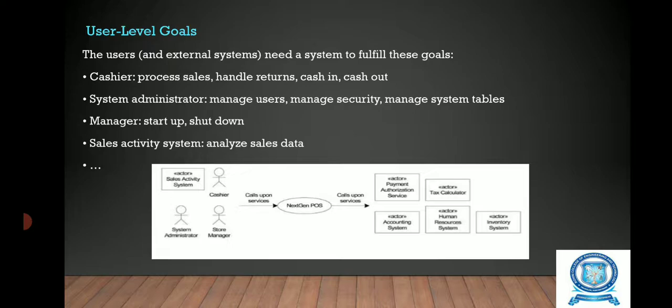So this is the diagram which shows the retail store's functioning. We have the system administrator, store manager, cashier, the NextGen POS system which calls upon services, and we have the payment authorization service, tax collector, accounting system, human resource system, inventory system, etc.